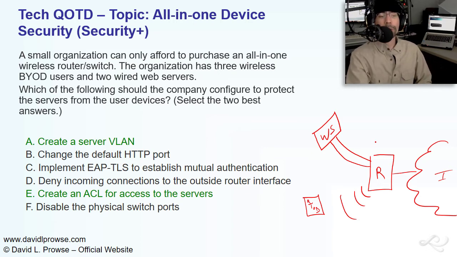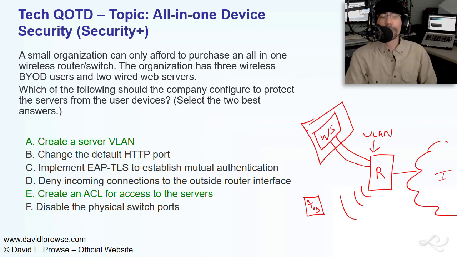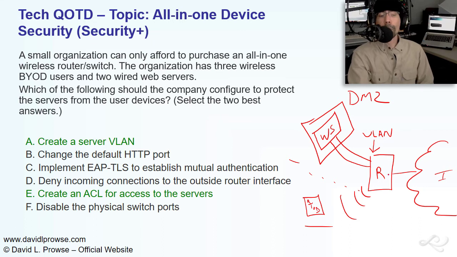If your device supports it, you can create a virtual local area network that houses those 2 servers, and separates them from those BYOD users. Or you could create separate VLANs for both. Now, another option instead of that would be to create a DMZ. Your all-in-one device might have the ability to make VLANs.